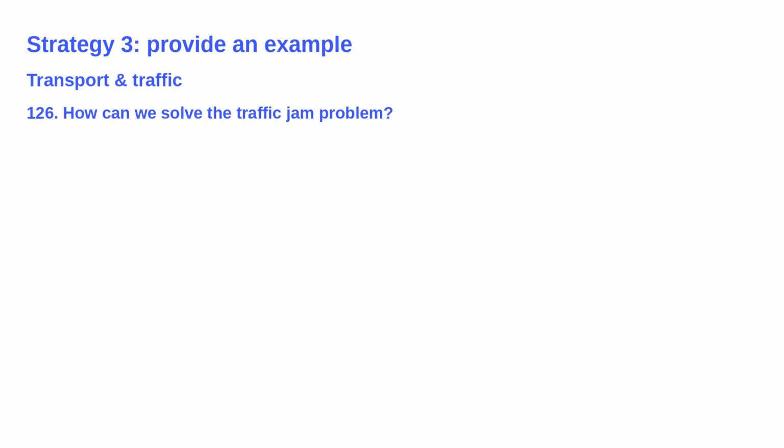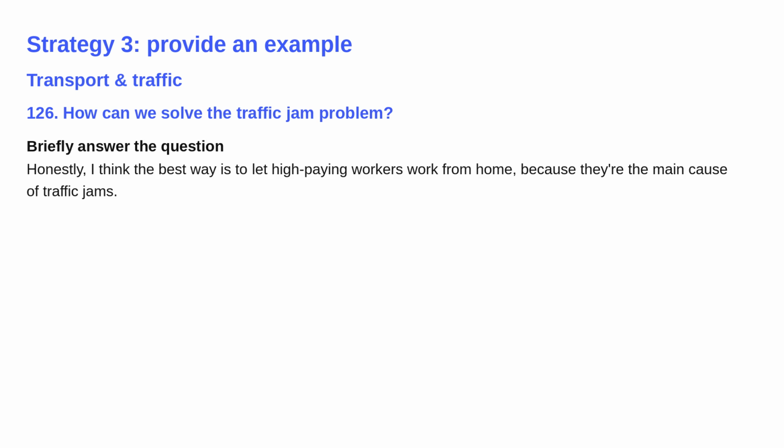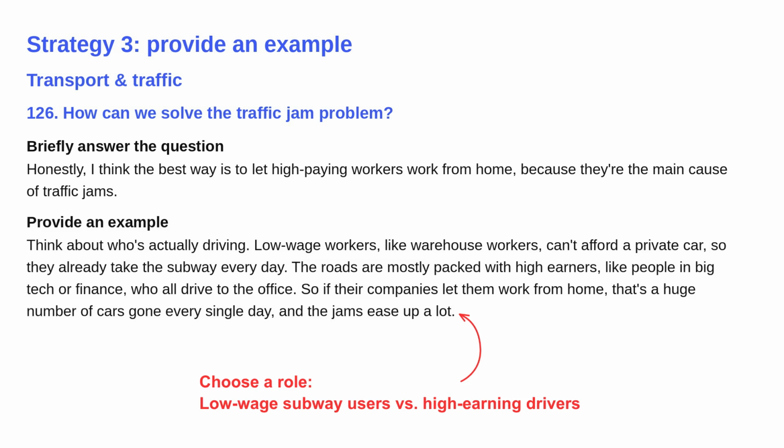How can we solve the traffic jam problem? Honestly, I think the best way is to let high-paying workers work from home because they're the main cause of traffic jams. Think about who's actually driving. Low-wage workers, like warehouse workers, can't afford a private car, so they already take the subway every day. The roads are mostly packed with high earners, like people in big tech or finance, who all drive to the office. So if their companies let them work from home, that's a huge number of cars gone every single day. And the jams ease up a lot.